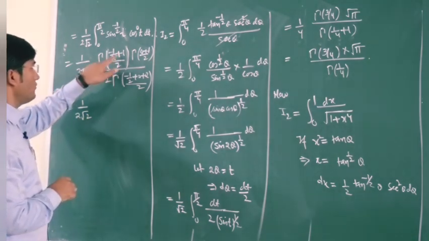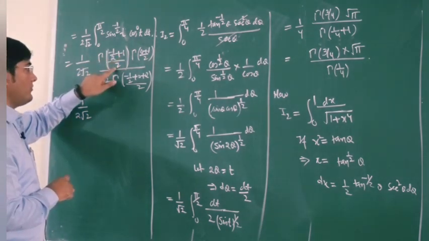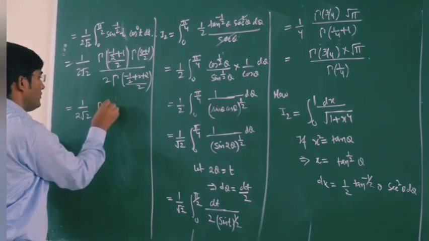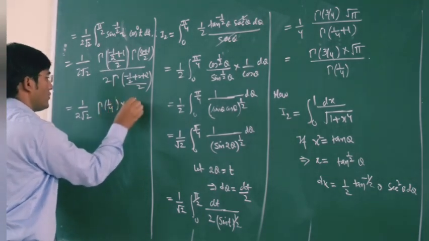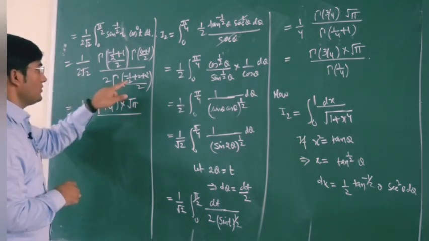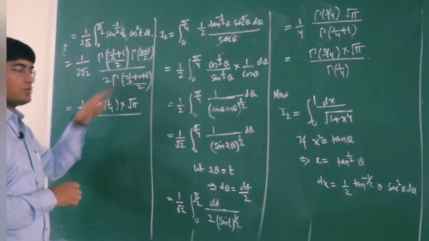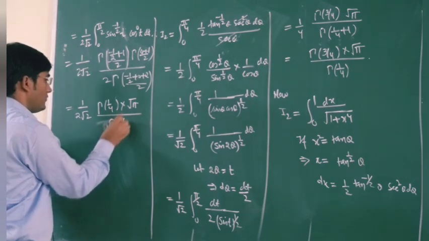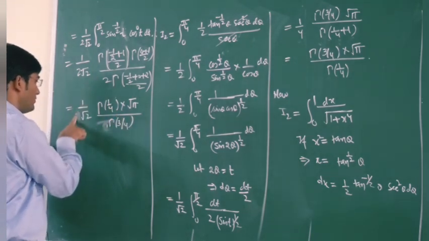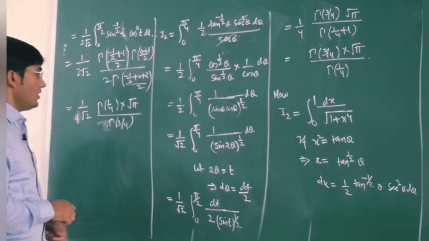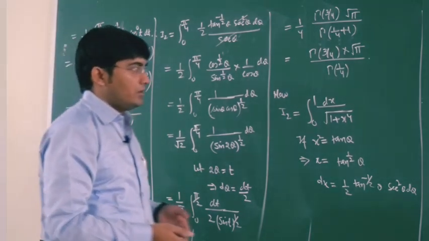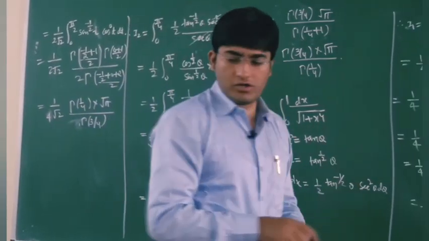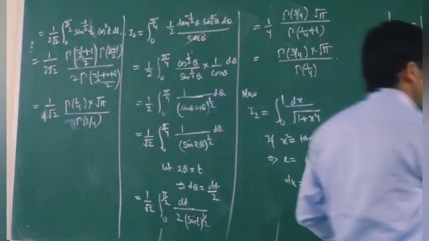Now this is 1 by 2 upon 2. So this is gamma 1 by 4, and gamma half is square root of pi, and here we get gamma of 3 by 4, and this 2 will come outside. So we have 4 here. So this is our I2. Now the value of the integral will be thus.